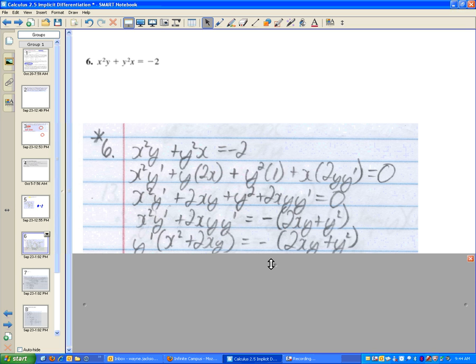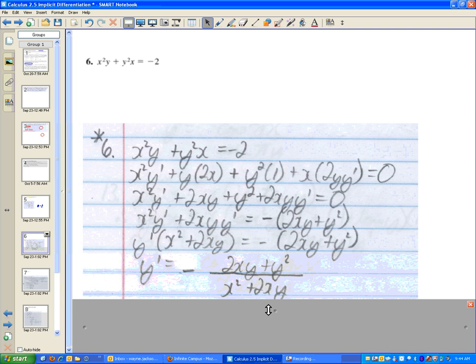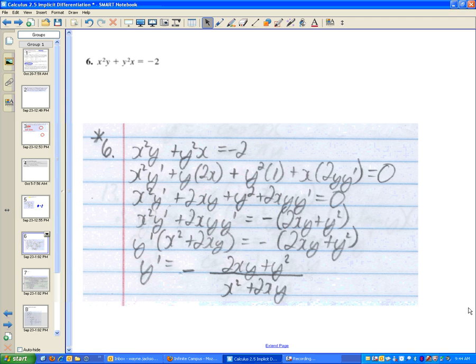And we almost have y prime all by itself, don't we? All we got to do now is divide both sides by x squared plus 2xy. That's it. Now, we could factor a y from the numerator and an x from the denominator, but nothing divides out. So, I'm just really happy if you get this far.